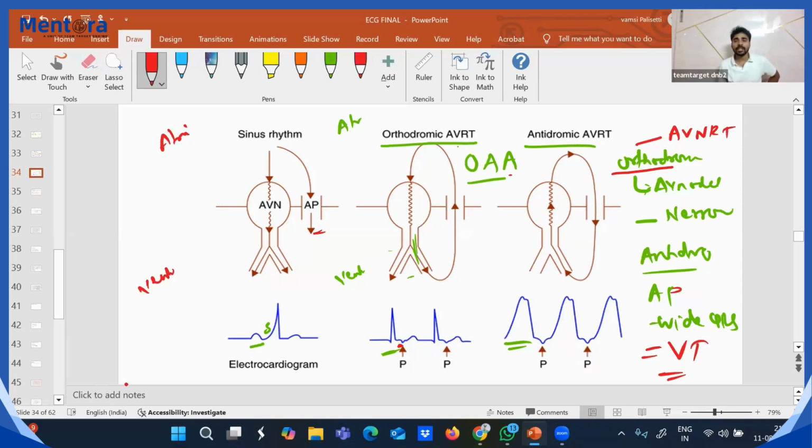Okay. So what I'm saying is now it looks exactly like AVNRT. So you have to differentiate whether it's AVNRT or AVRT. So in AVNRT, we already discussed, the P waves will come immediately after the QRS complex, right? They are buried. Here in AVRT, the P waves come a little later than the QRS complex. That RP interval is more than 70 milliseconds.